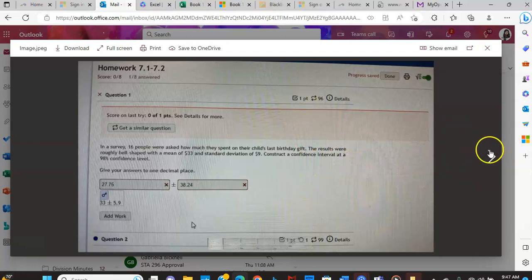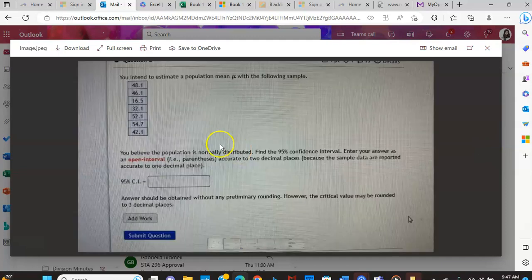Let me see what your next one was. Okay, so you estimate a population mean with a sample. You believe the population is normally distributed. Find the 95% confidence interval. Enter your answer as an open interval, accurate to 2 decimal places.